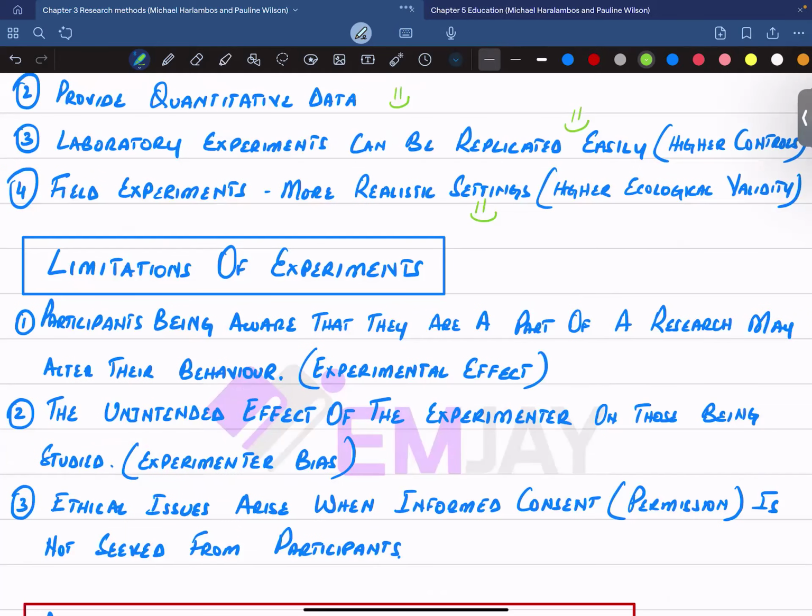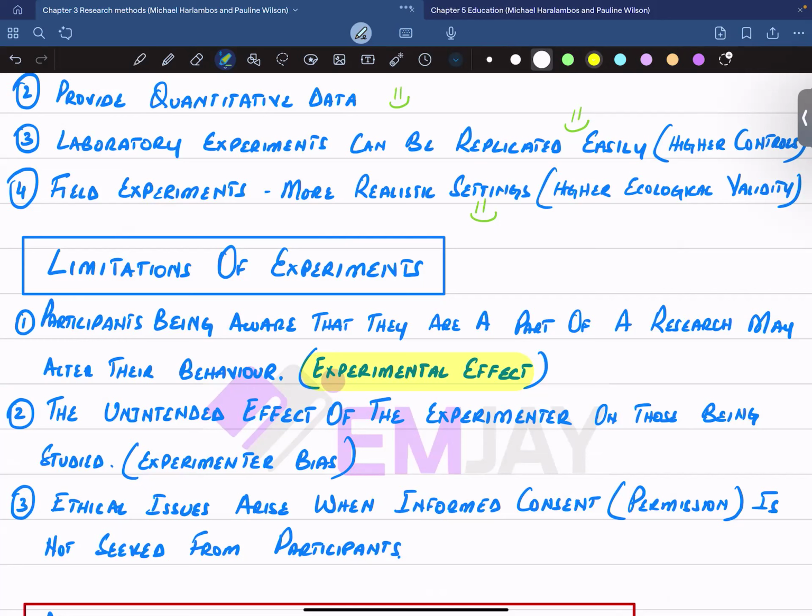participants being aware, see, regardless of the experiment, be it a laboratory experiment or a field experiment, participants being aware that they're a part of a research may alter their behavior, which is also referred to as the experimental effect. If a participant knows he or she is being studied, that might consequently lead to the behavior of that particular individual being changed, being altered, which would of course have a negative effect on the findings of the research.